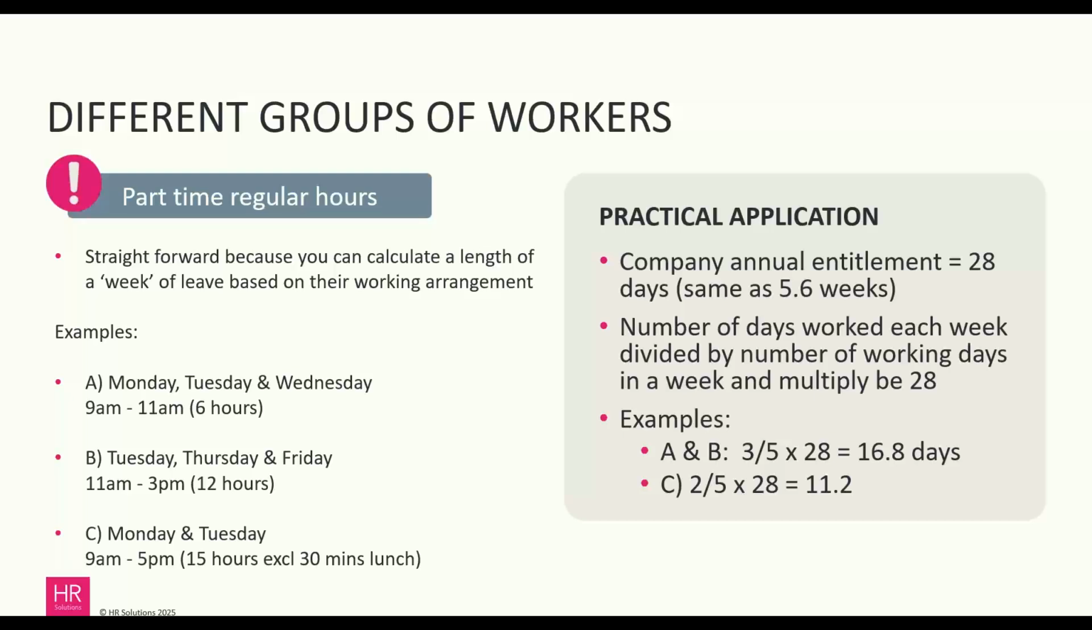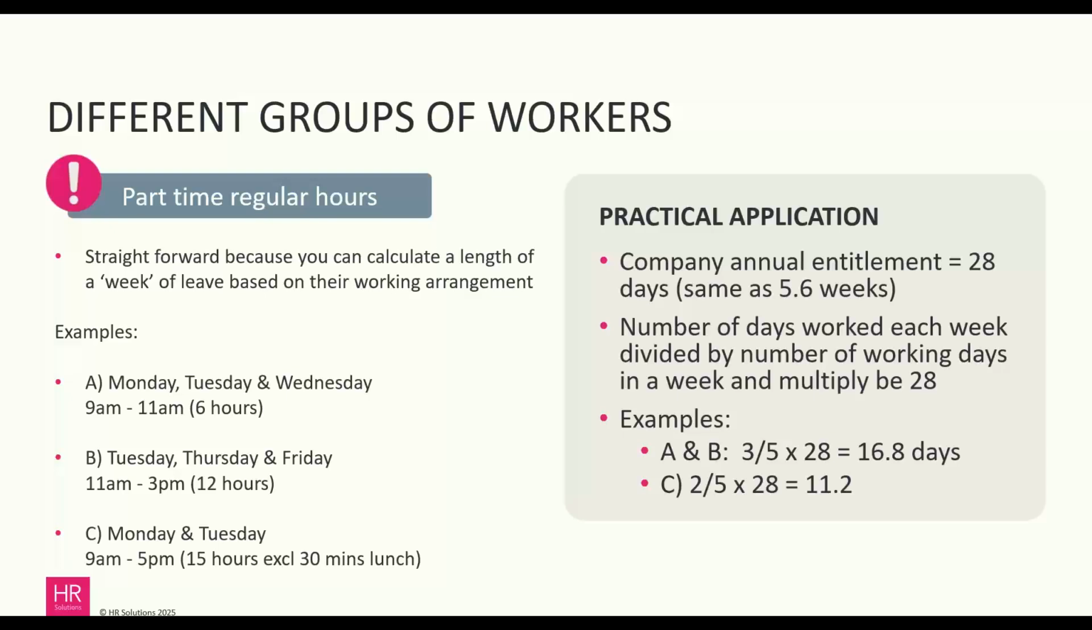So as I said, looking at A and B, they receive the same entitlement, don't they, of 16.8 days. And even though they're working different numbers of hours, it's not relevant to the calculation because they get 5.6 weeks. So a week for person A is 3 days and a week for person B is 3 days. But on the face of it, it can look odd that, well, they work more hours, so why don't they get more holiday? But it's because it's all based in weeks.